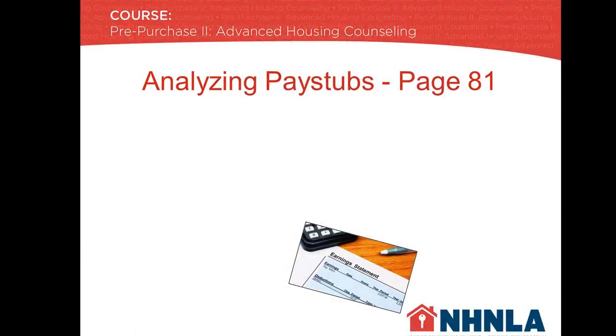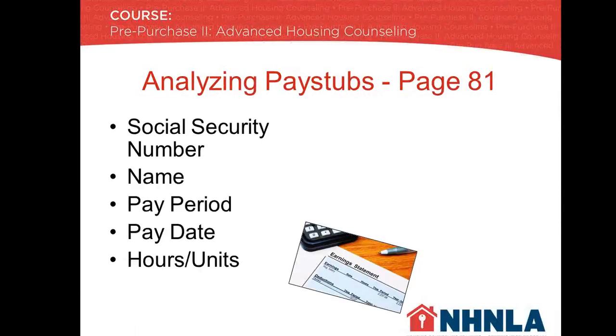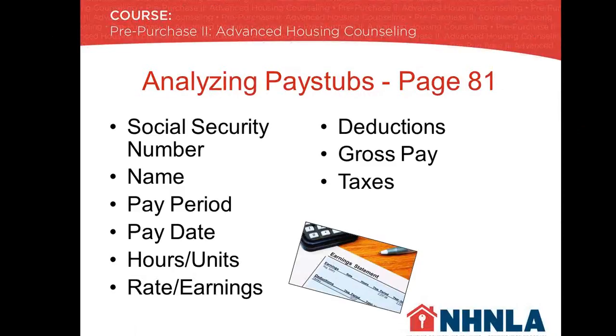Look on page 81 of your manual for a pay stub example. You will find the following on most any pay stub: the Social Security number, a name, the pay period, the pay date, the hours or units of pay, rate of your earnings, deductions, gross pay, taxes, and then finally net pay.